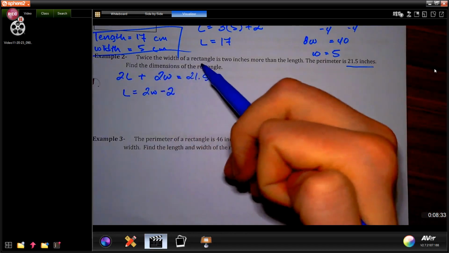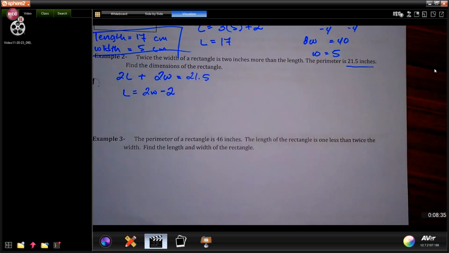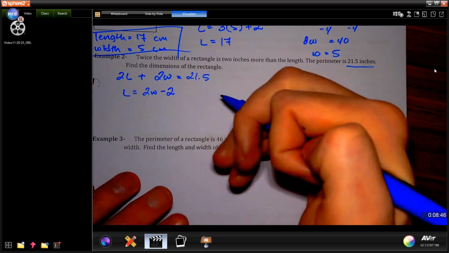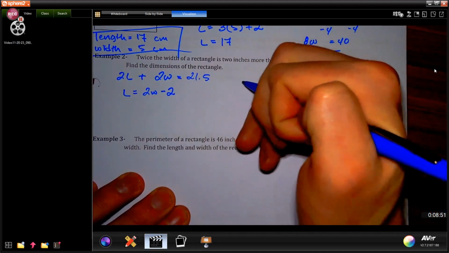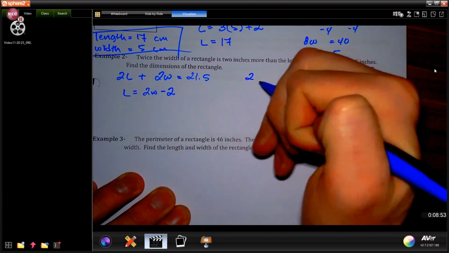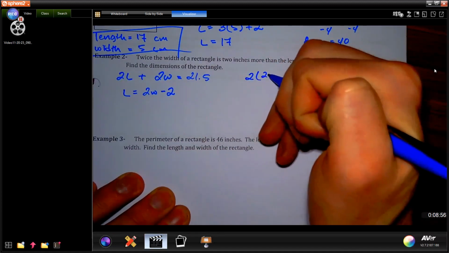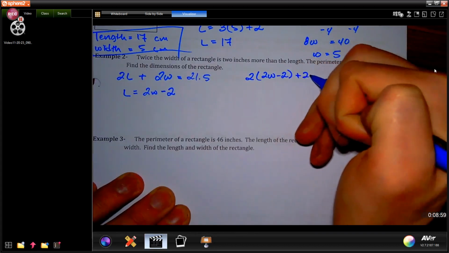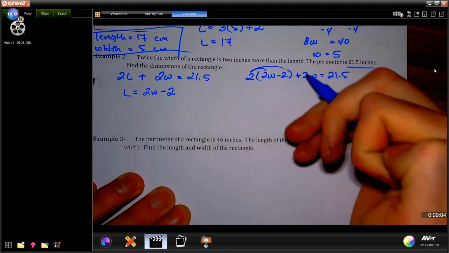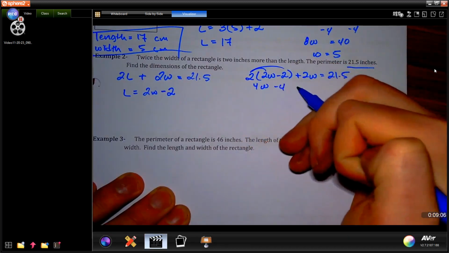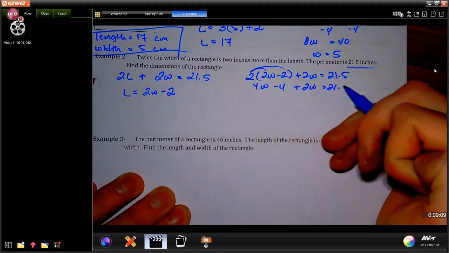All right, it says twice the width of a rectangle is 2 inches more than the length. So that means if I did 2W minus 2, that means that twice the width minus 2 should give me my L, right? So now we're going to do the same thing that we did on example 1. Plug your L back in. So instead of 2L plus 2W, we're going to do 2 times (2W minus 2) plus 2W equals 21.5. Okay, distribute through again. 4W minus 4 plus 2W equals 21.5.